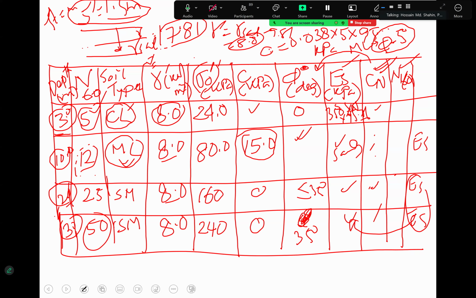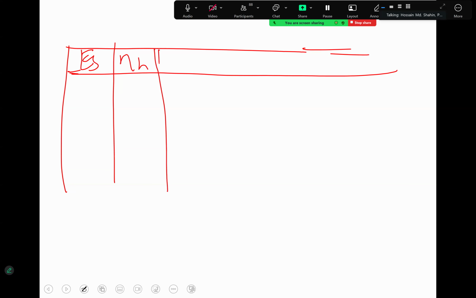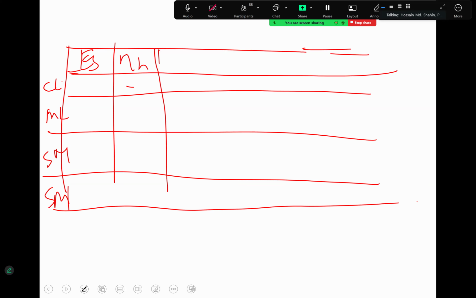So this is one table. Another one, as we don't have space here, just continue. So now you got the ES. Now, NH, calculate NH. For clay type soil, you don't need this NH. As it was CL, it was ML, then it was SM. So for CL, NH is not required.